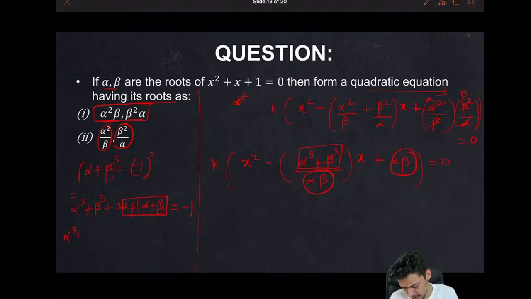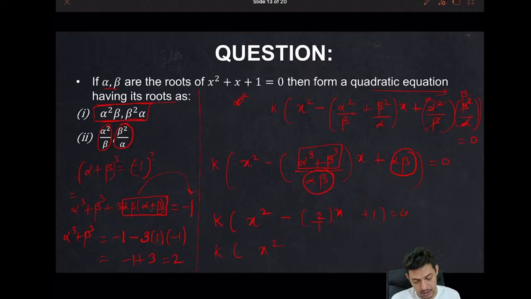Then you will get alpha cube plus beta cube is equal to minus 1 minus, taking this to the other side, 3 times alpha beta. How much is that? 1. How much is alpha plus beta? Minus 1. And this will turn out to be minus 1 plus 3, and that is 2. Hence we can write this as k times x square minus 2 by 1 times x plus 1 equal to 0. That will give us k times x square minus 2x plus 1 equal to 0.